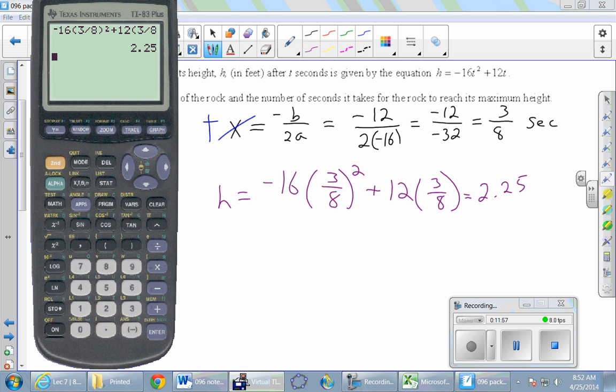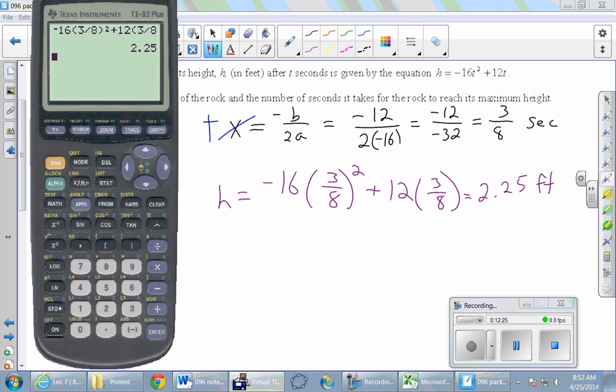Is that time or is that height? That's the height, because we started with h equals. What is the height measured in feet? So putting it all together, it takes 3/8 of a second for this rock to get up to its maximum height of 2.25 feet. Wasn't thrown very high.